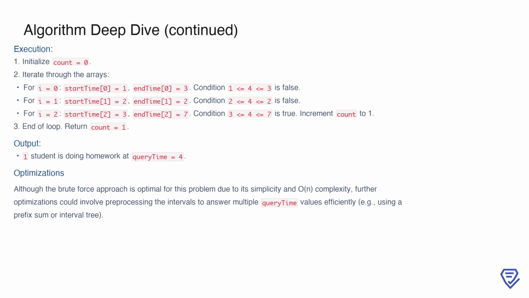This means that only one student is doing their homework at query time 4. While the brute force approach is efficient for this problem, optimizations such as pre-processing the intervals could be considered if we needed to handle multiple query times efficiently, for example by using prefix sums or interval trees.